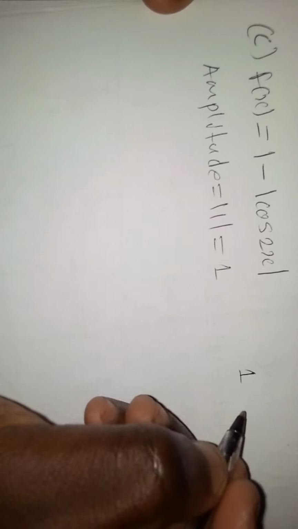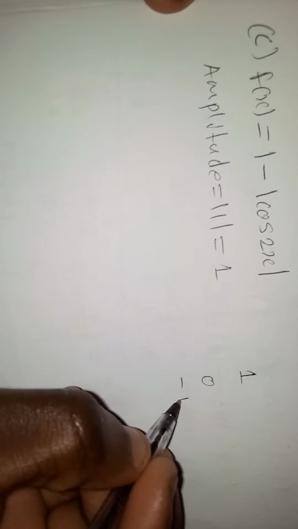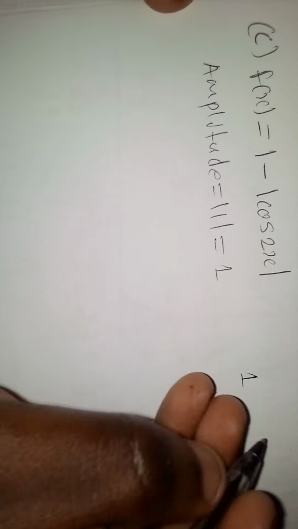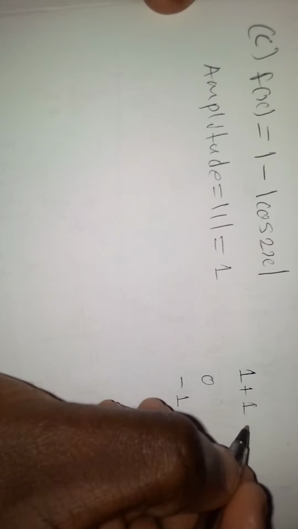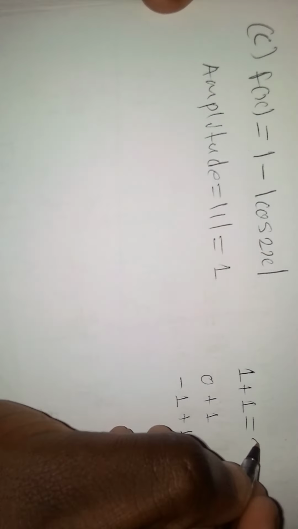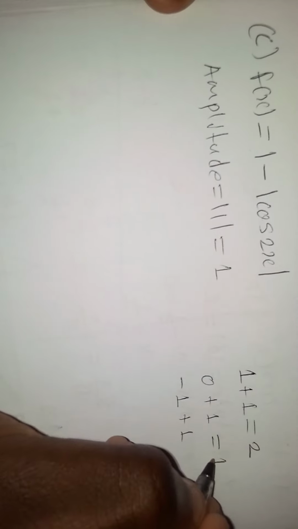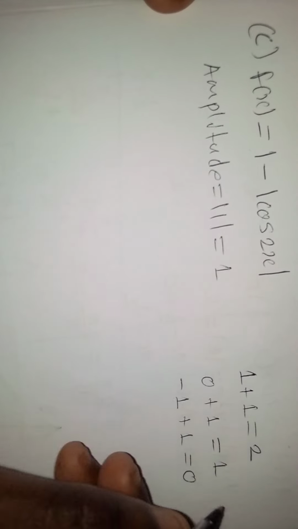So this function was supposed to be between 1, 0, minus 1. Now, because it has been shifted vertically by 1, so plus 1, plus 1, plus 1, this point will be at 2, 1, 0.